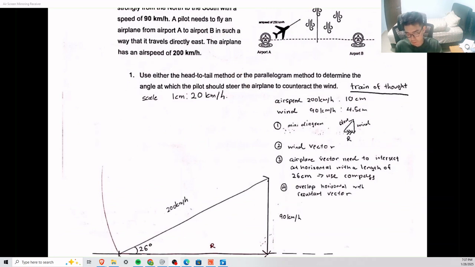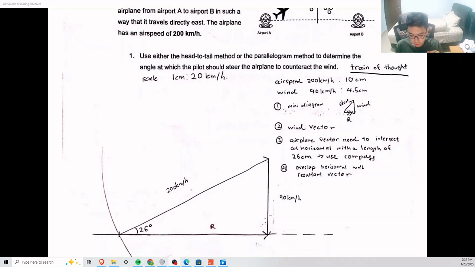You can put 1 cm to 40, or 1 cm to 10, but that will be too big. So, train of thought. We can do a mini diagram first to help you visualize what is going on. Roughly it should be like that: the airplane, then the wind speed, and then the resultant direction. The mini diagram helps me to visualize a bit. So what do I do?